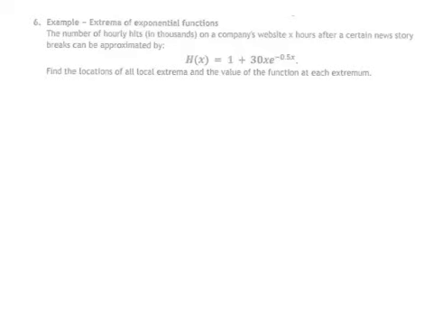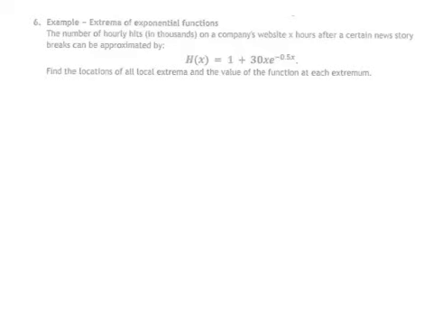The question reads, the number of hourly hits in thousands on a company's website, x hours after a certain news story breaks, can be approximated by this function h at x. Find the locations of all local extrema and the value of the function at each of those extrema.